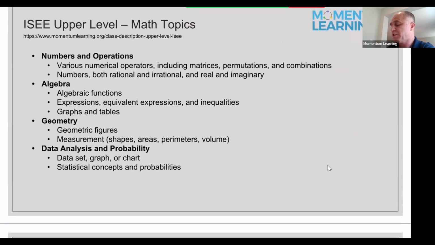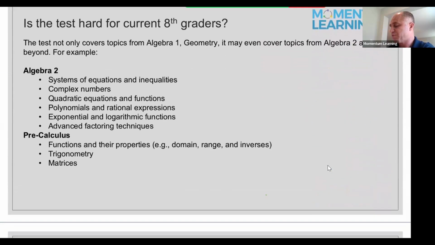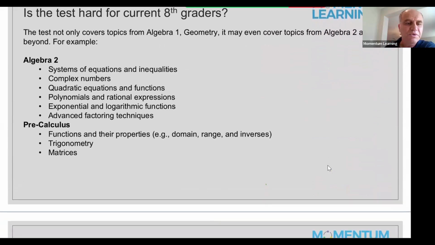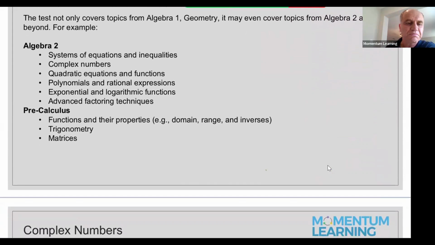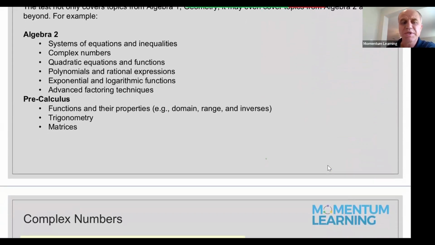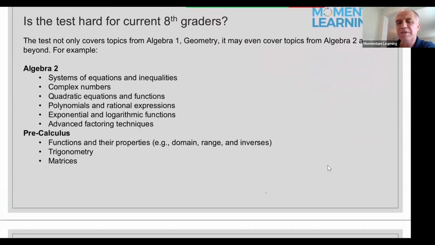Geometry, algebra 1, 2 covered. And also, as we mentioned, the test not only covers topics from algebra 1 and geometry, it may even cover topics from algebra 2 and beyond. In algebra 2, you see we have these topics. And in pre-calc, we have functions, properties, trigonometry, and multiplication. Also, you see all high-level algebra classes are included in this exam.